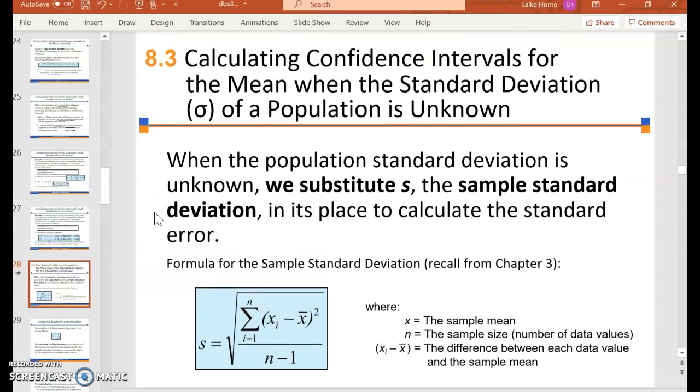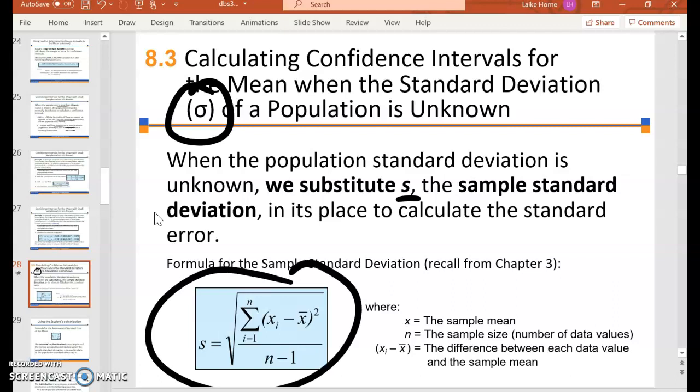Okay, in 8.3, we're going to talk about how to calculate a confidence interval for the mean when the standard deviation of the population is unknown. So when we don't know sigma, we're going to substitute in S, which is the sample standard deviation. Remember, we learned how to calculate the sample standard deviation in Chapter 3.